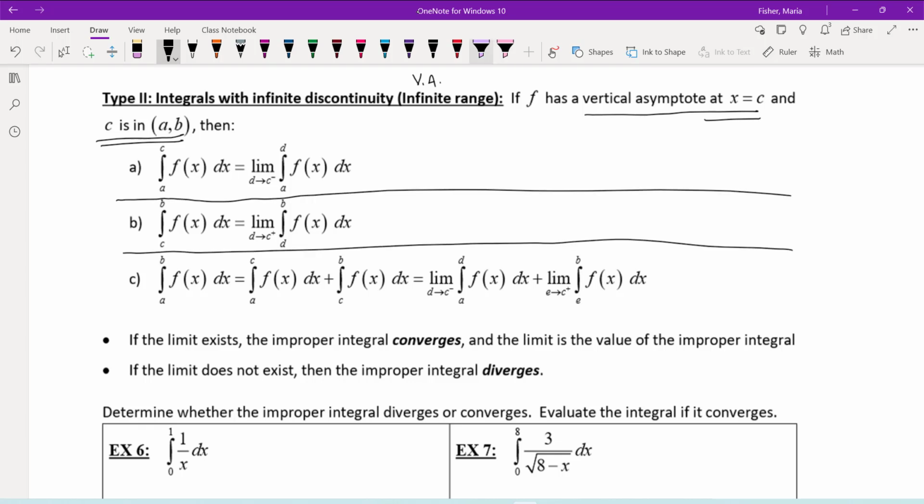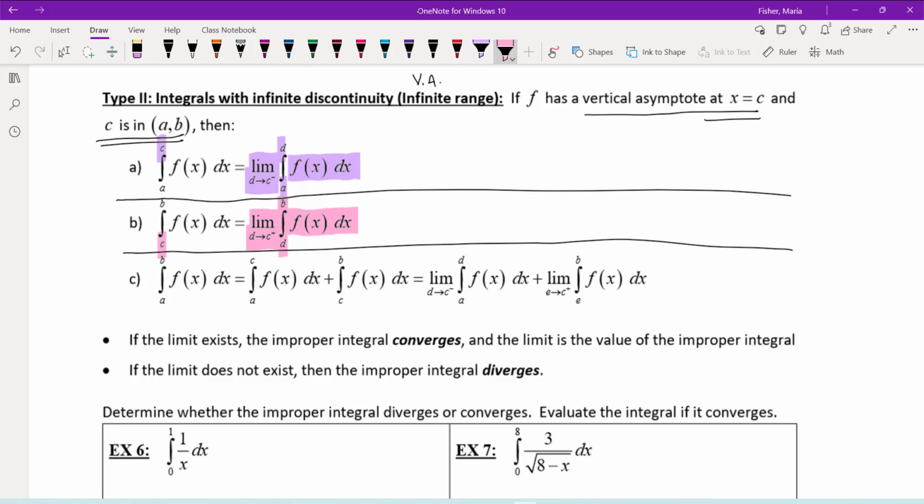Again, 3 different possibilities are happening. So here your vertical asymptote is at the upper limit of integration. You have to rewrite it as the limit as d approaches c from the left of the integral from a to d of f of x dx. Evaluate the definite integral and then evaluate the limit. Here, if your lower limit of integration is the vertical asymptote, then you make yourself the limit as d approaches c from the right of the integral from d to b of f of x dx.